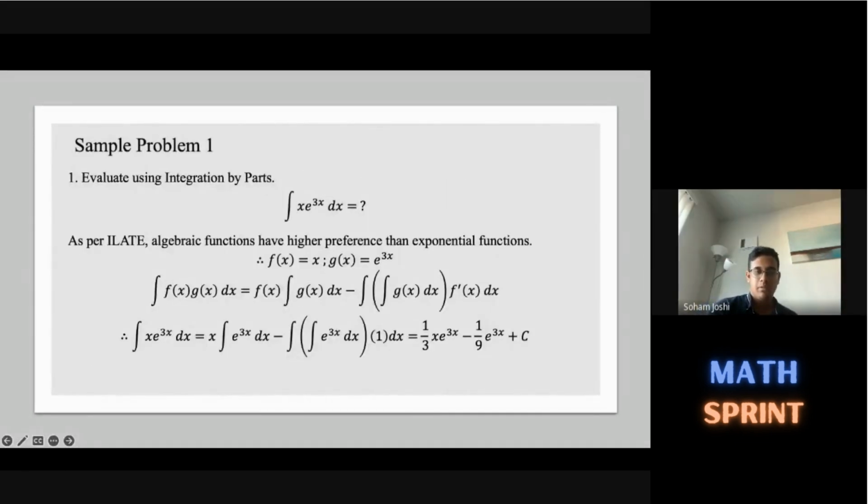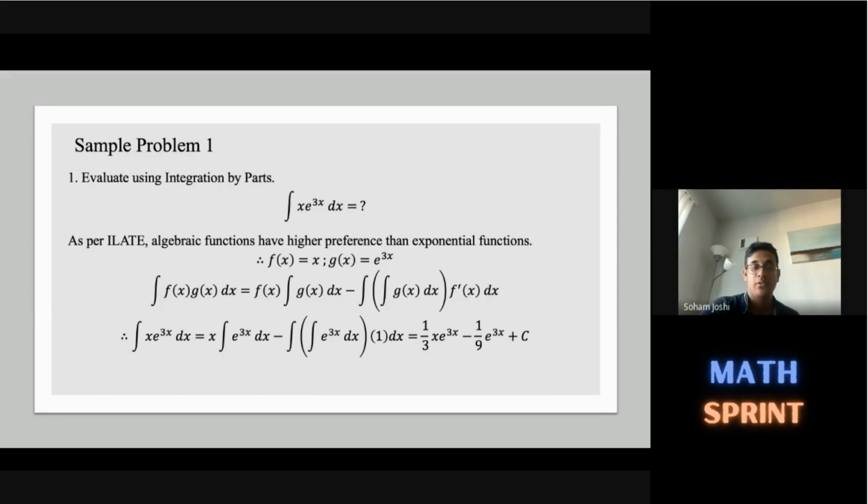So here's one sample problem. We need to integrate x times e to the power of 3x with respect to x. Remember ILATE. Algebraic functions are more preferred than exponential functions as per ILATE. So we let f of x be equal to x and g of x be equal to e to the power of 3x. We know the formula for integration by parts.